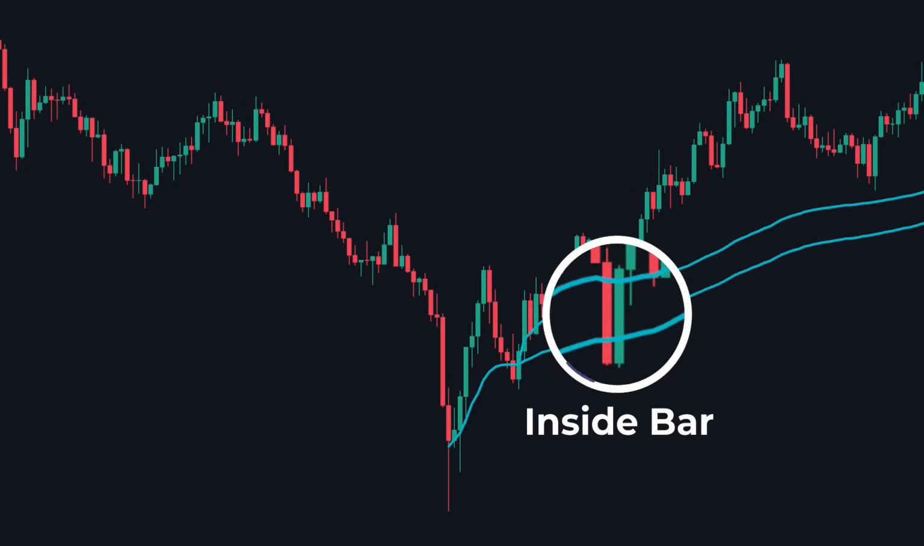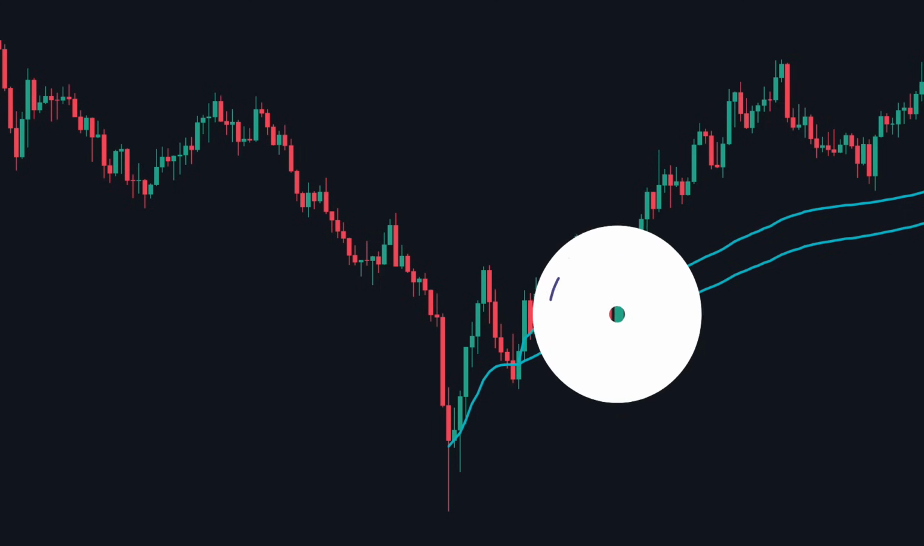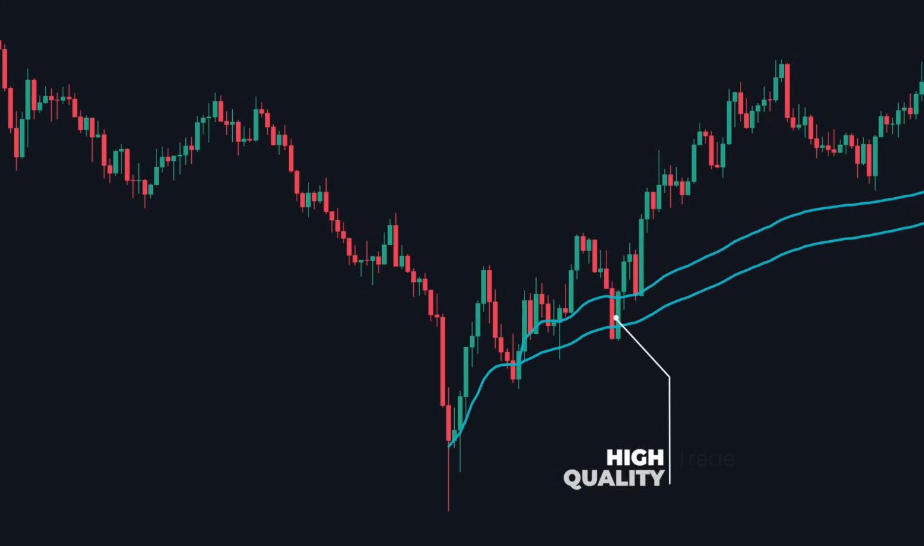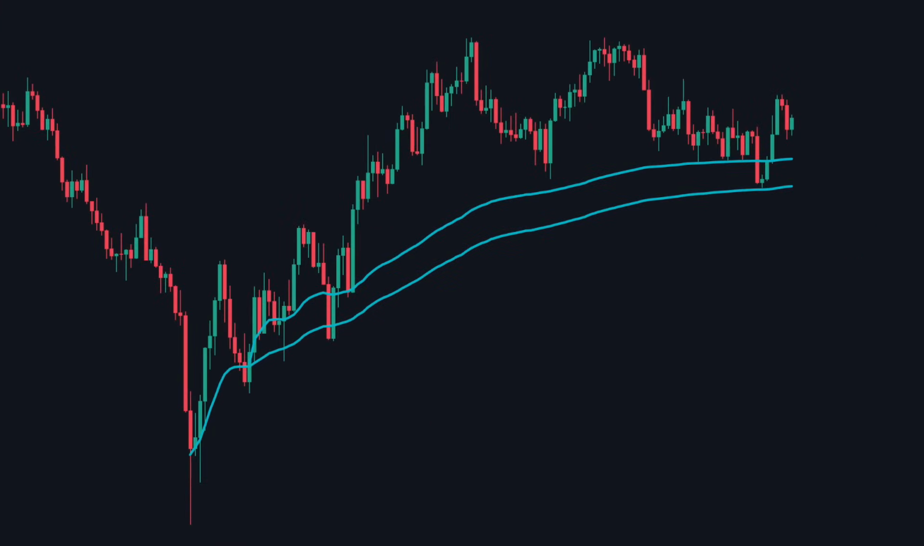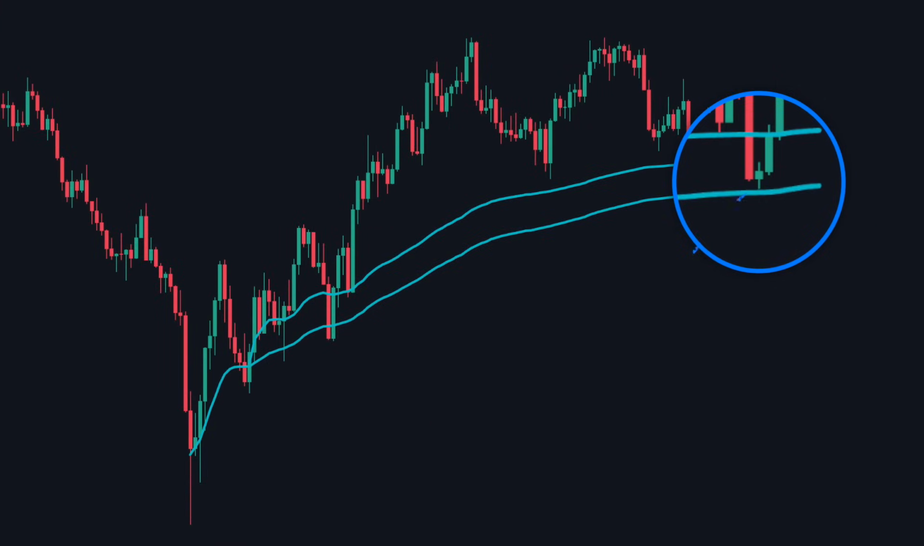We also spot an inside bar which adds to the confluence. This now becomes a high-quality trade setup. And as you can see, the price shot up and moved upwards. These bands were plotted in September and October last year. 6 months later, they are still providing support to the current price at the time of recording this.